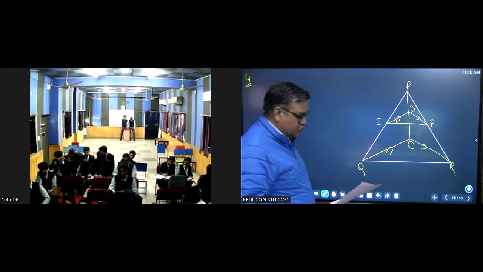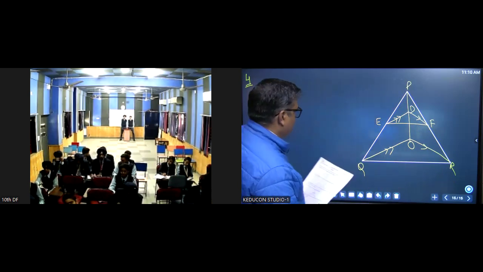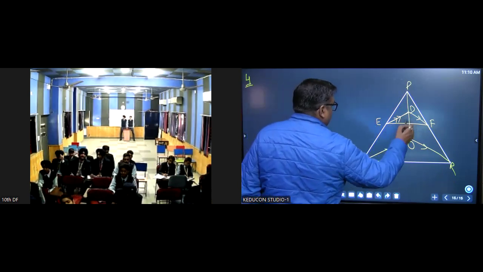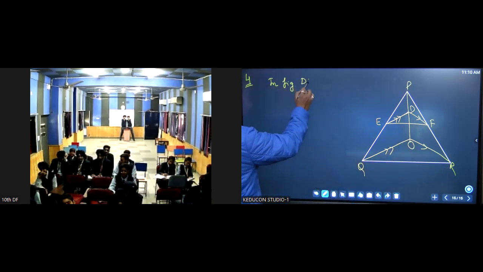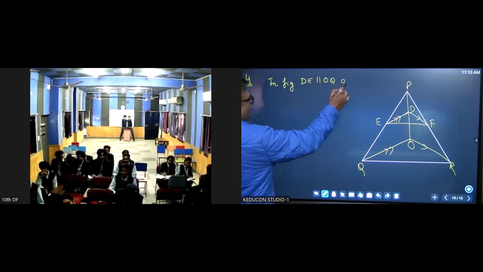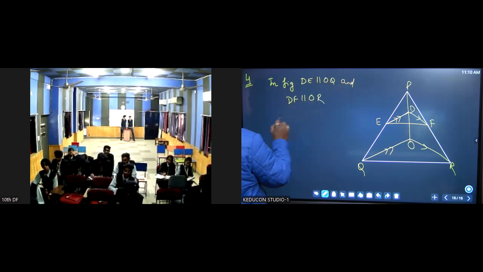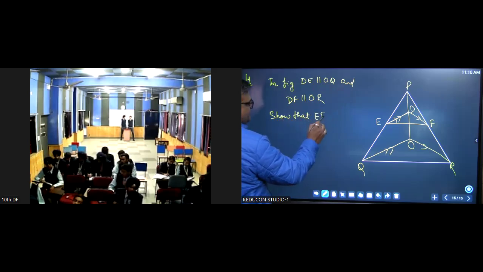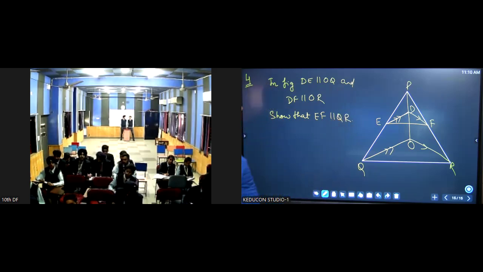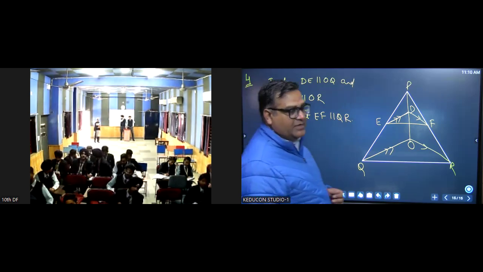Students, please look at this question. Now in this figure, DE is given parallel to OQ. See, this DE is parallel to OQ. And DF parallel to OR. So that EF is parallel to QR. ये शो करना है बच्चों, ठीक है। क्वेश्चन को हम करेंगे कैसे?